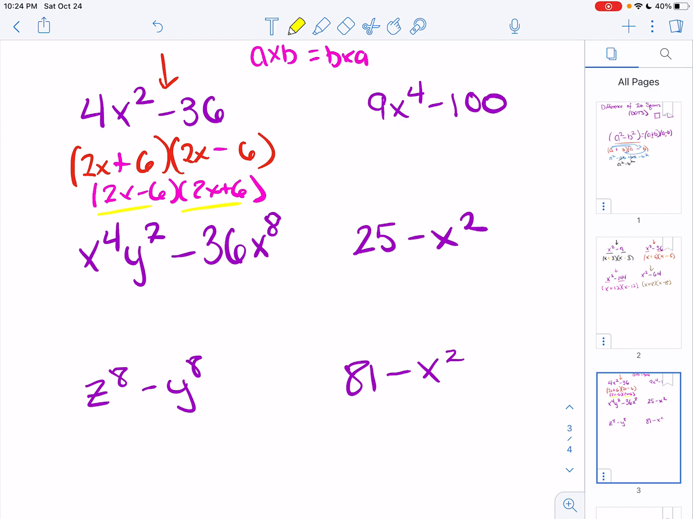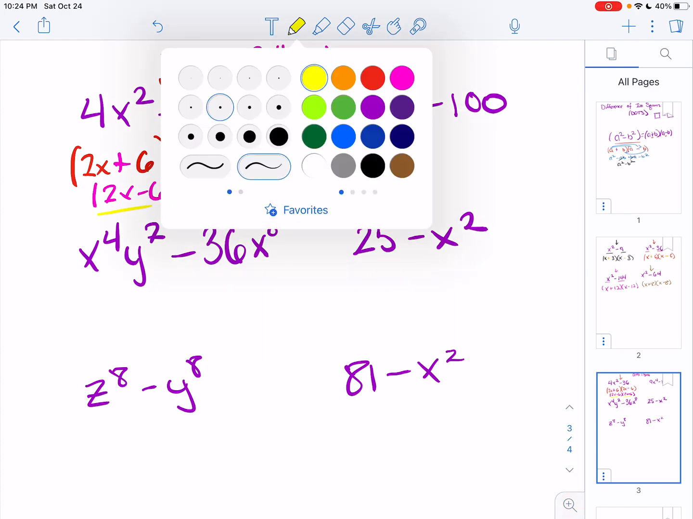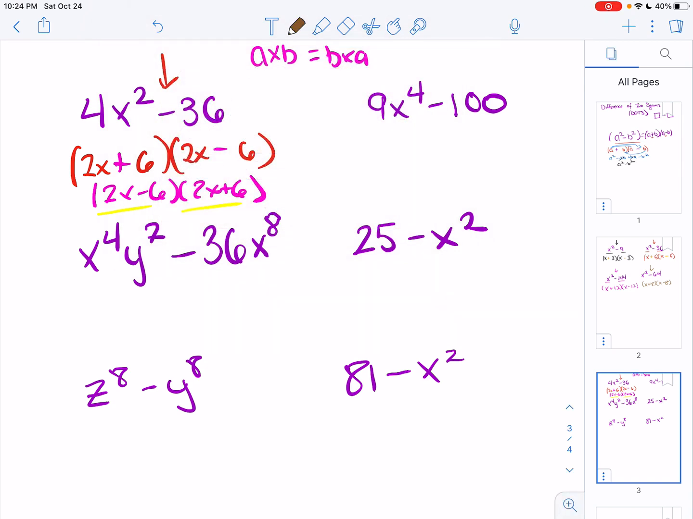So the next example, we have another situation, 9x to the fourth minus 100. Is 9 a perfect square? Just like the last one, we have to make sure that the coefficient is a perfect square and the exponent is a perfect square. So, is 9 a perfect square? Yes, it is. Is x to the fourth a perfect square? Remember, if we have an even exponent, then we have a perfect square.